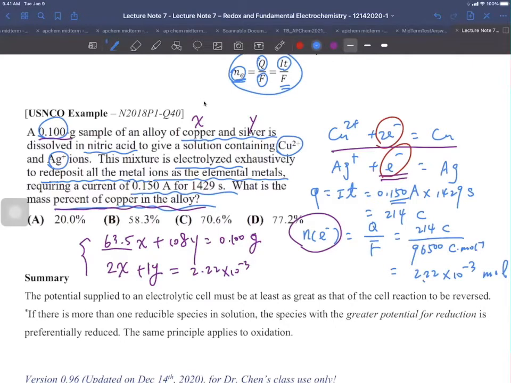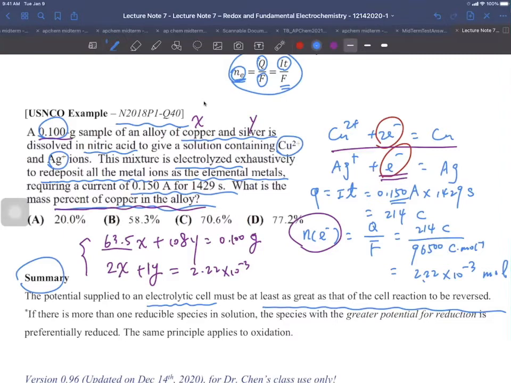So you guys can finish the calculation by yourself, check with the answer key to see whether it's correct or not. So let's have a summary. The potential supplied to an electrolytic cell must be at least as great as that of the cell reaction to be reversed. This makes sense, right? If it's 100% efficient, which means they are the same, right? But if there is some energy lost, for example, some electrons or some current is not used to do the electrolysis reaction we need, and then it needs to be even higher than the cell potential.